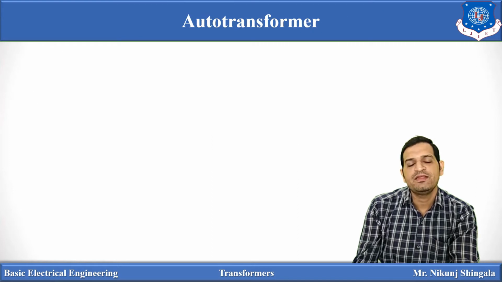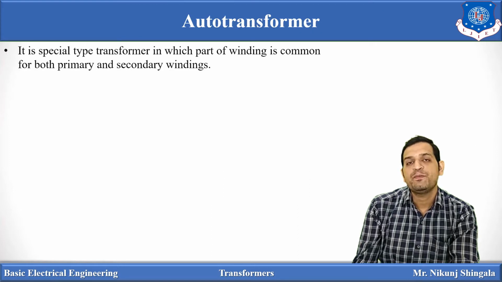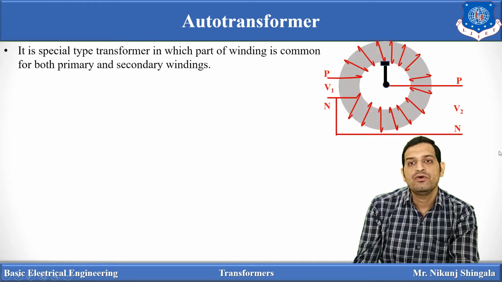Now moving towards the next theory, that is the auto transformer. It is a special type of transformer in which part of the winding is common to both primary and secondary. The function of an auto transformer is similar to the two-winding ordinary transformer, but here there is only one winding, and some part of the winding is common for primary and secondary. So here you can say one circular core is there, and around that circular core one coil is wound. This is the phase and neutral terminal. This is the supply voltage V1. This is the neutral terminal, which is common between input and output.